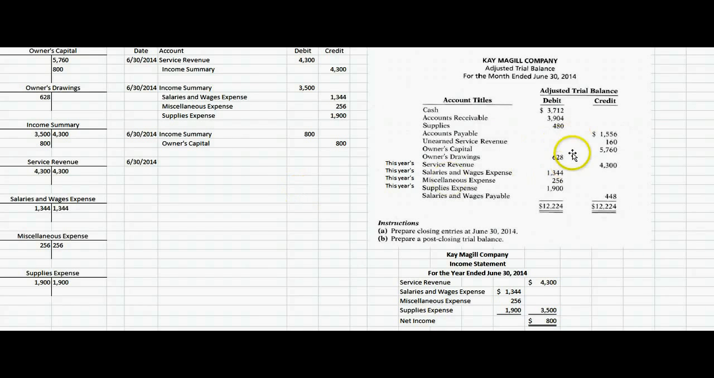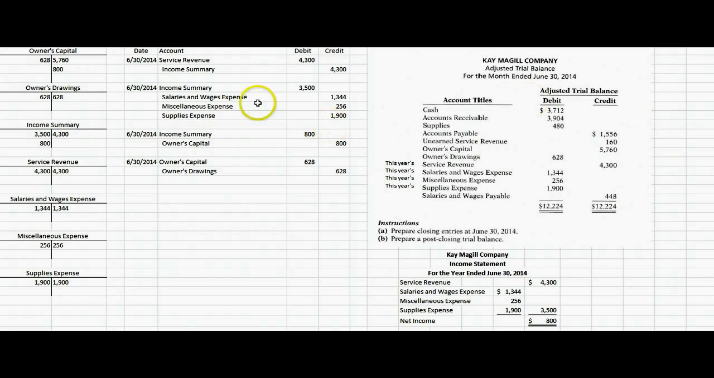Finally, we have to start counting the owner's drawings over again. So if it had a debit balance of $628, to make it zero, to empty out that bucket, we're going to have to credit it for $628. And we close that directly into owner's capital. And that makes sense. If the owner took money out, they reduced their investment in the business. So let's post those entries. Owner's capital gets a debit of $628, and owner's drawings gets a credit of $628. So now owner's drawings, that bucket has been emptied out, and it's ready to start tracking the drawings for next year.